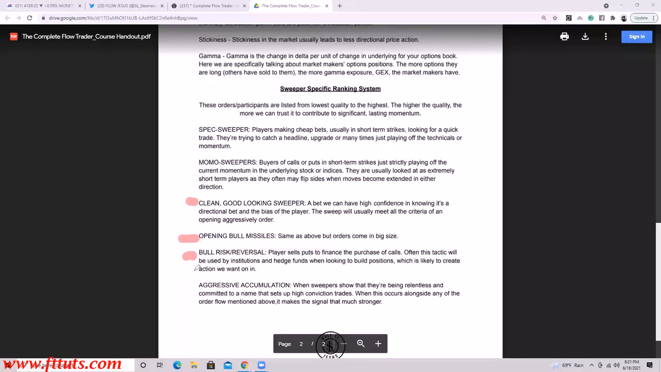Rare, but when they show up, it's a really bullish bet, often used by institutions and hedge funds. You're not getting a piker opening up a bull risk reversal. You know, usually it's hedge funds building a position in a name, institutions, usually client money that's doing it.